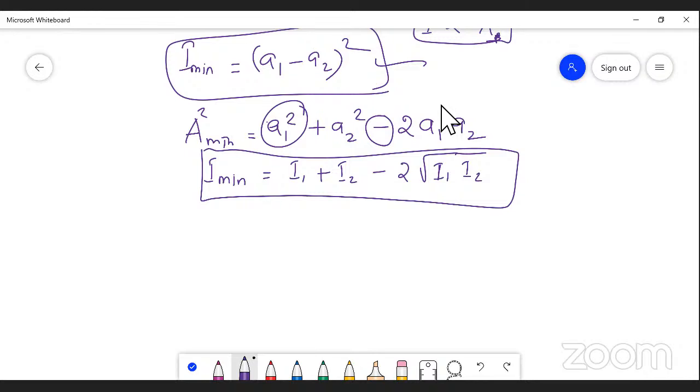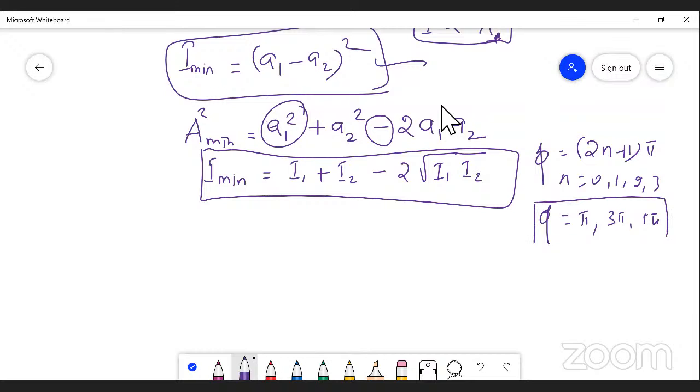I minimum is equal to I1 plus I2. What is the meaning of this condition? The phase difference is equal to (2n plus 1) pi, which means n is equal to 0, 1, 2, 3, so the phase values go to pi, 3 pi, and 5 pi. If n is equal to 0, it means pi. If n is equal to 1, it means 3 pi. If n is equal to 2, it means 5 pi. This is the condition of destructive interference.